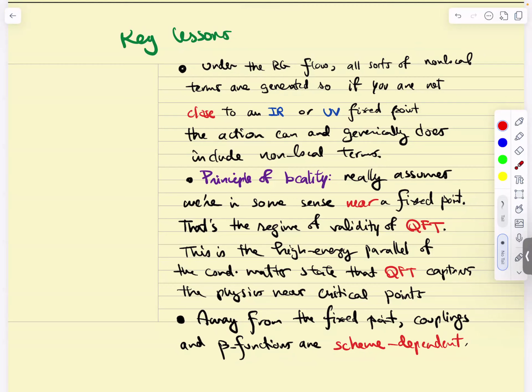Does that obliteration of locality happen because of the mathematical structure itself of the RG flow, or because there is physics that is actually involved in that non-locality?